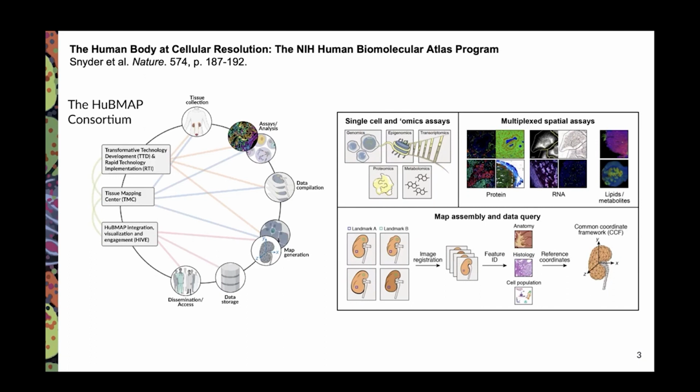So together, it's a pretty wide range of technical expertise that is available within the consortium. Everything from folks that are focused on single cell analyses of various types, multiplexed imaging approaches, whether that's protein assays, RNA assays, or, as you'll see in some of our work later on, lipid and metabolite imaging using mass spectrometry, and then of course the necessary tools to bring all that together to assemble maps, to build atlases, and make connections across the spatial domain using things like common coordinate frameworks.